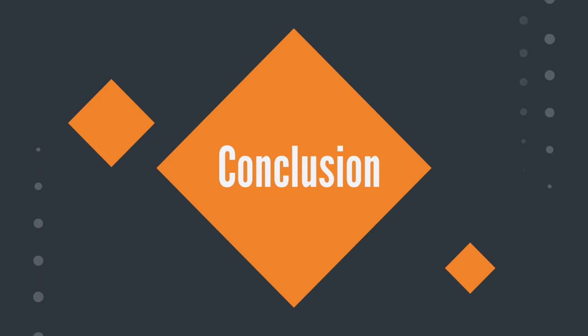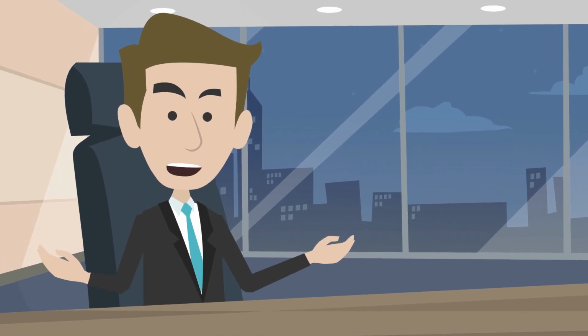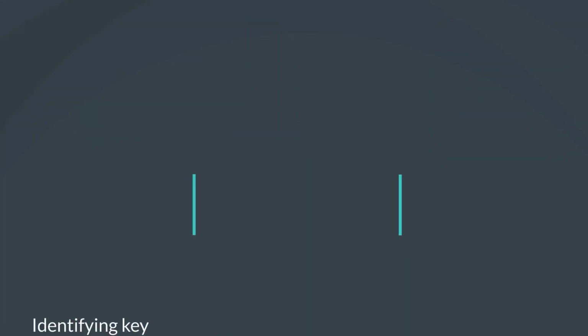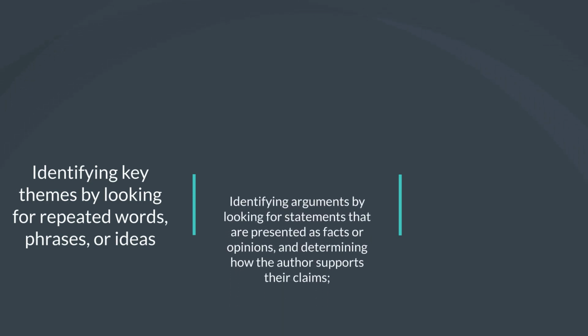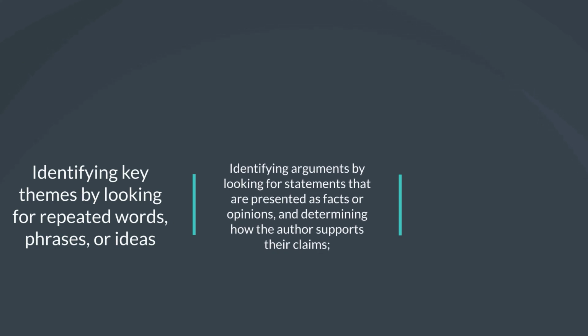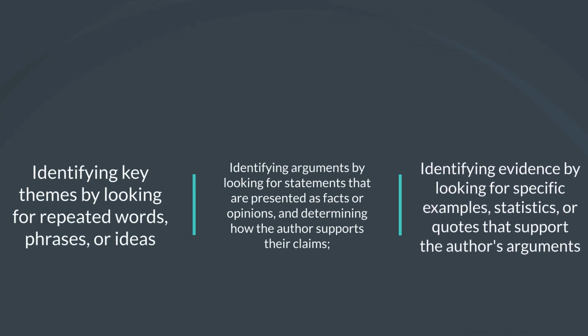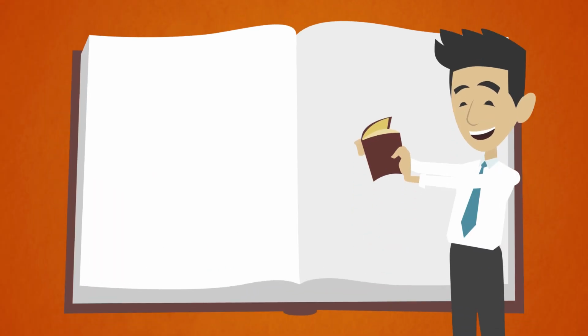Conclusion. To recap, the 3 strategies we covered for identifying key themes, arguments, and evidence in reading comprehension and analysis are: identifying key themes by looking for repeated words, phrases, or ideas; identifying arguments by looking for statements that are presented as facts or opinions, and determining how the author supports their claims; and identifying evidence by looking for specific examples, statistics, or quotes that support the author's arguments. By utilizing these strategies, you can improve your ability to comprehend and analyze reading passages.